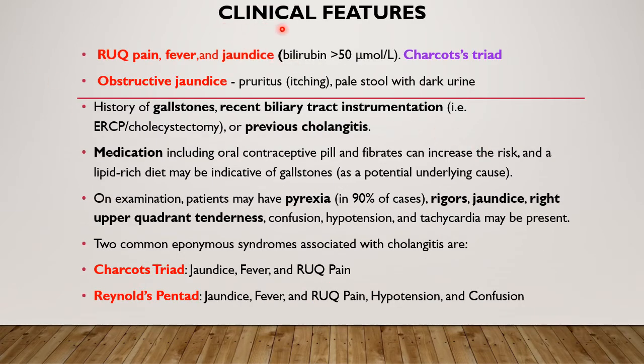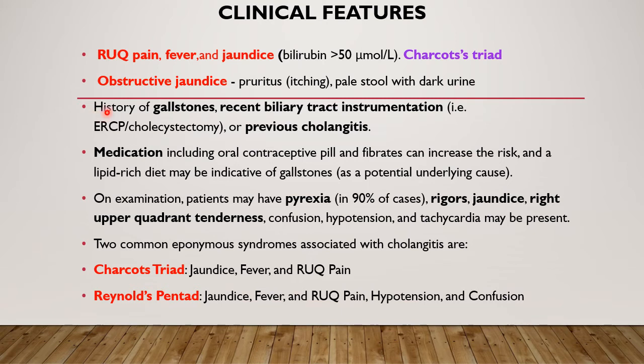Now we come to the clinical features of cholangitis. This basically consists of the Charcot's triad of right upper quadrant pain, fever with chills, and jaundice. The jaundice is usually moderate to severe, with bilirubin exceeding 50 micromoles per liter, and it is of the obstructive type, with conjugated bilirubin much more than the unconjugated bilirubin. Obstructive symptoms like itchiness, pale stools, and dark urine are other common features of this problem.